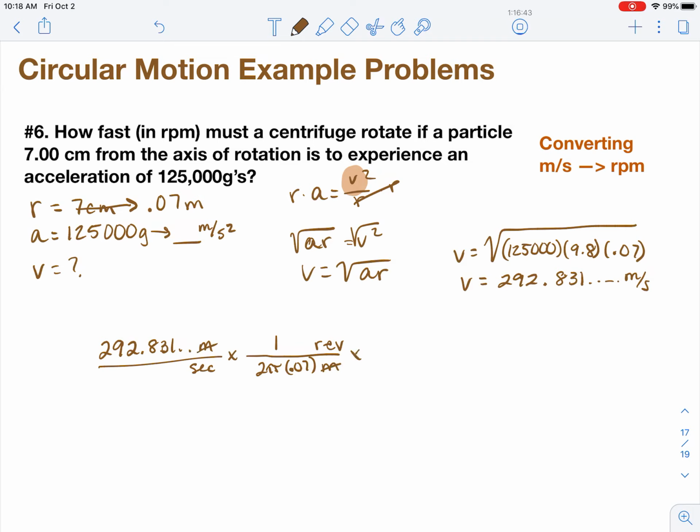Seconds is initially in the denominator, so I'm going to put it in the numerator so that now it's being divided by itself and it will cancel. I'm going to go from seconds to minutes. And so this is my conversion fraction. So I'm simply going to multiply all of these things across, or I could say that I'm going to multiply the top and then divide by the denominator.